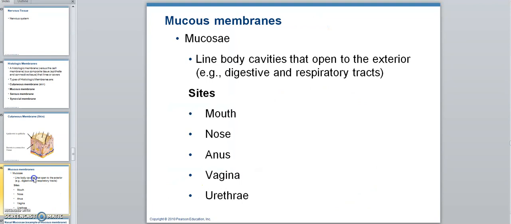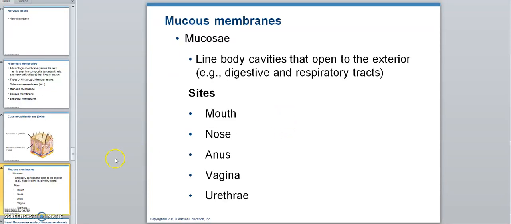All right. A mucous membrane lines body cavities that open to the outside. Let me say that again. A mucous membrane lines body cavities that open to the outside. All right. For example, the mouth, the nose, the anus, the vagina, the urethra is where you urinate out of. A little tube you urinate out of.